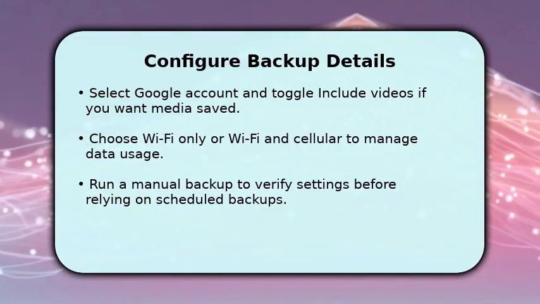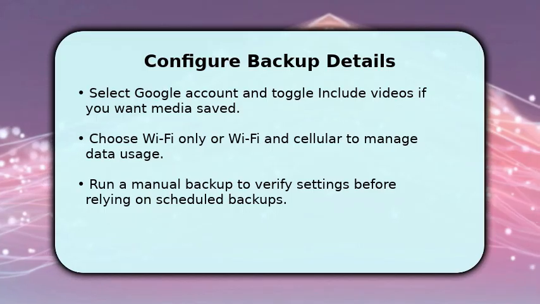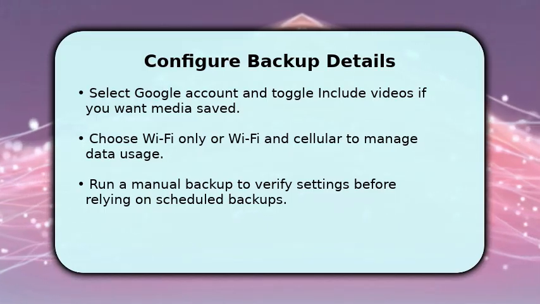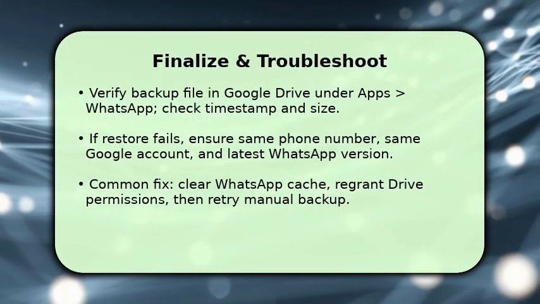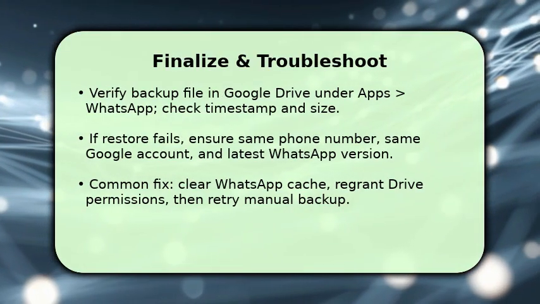If the manual backup completes, scheduled backups will follow the same path. If it fails, the error gives clues. Finish by confirming the backup appears in Google Drive under Backups or Apps, WhatsApp, and check the timestamp matches your manual run.